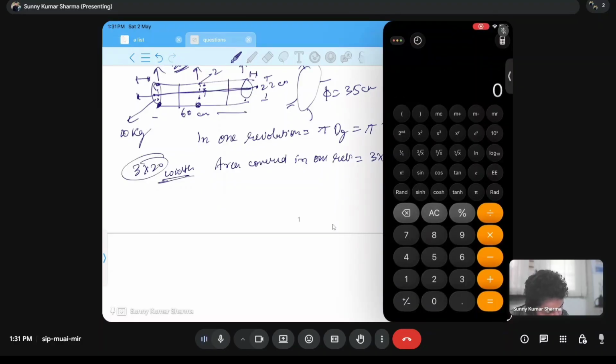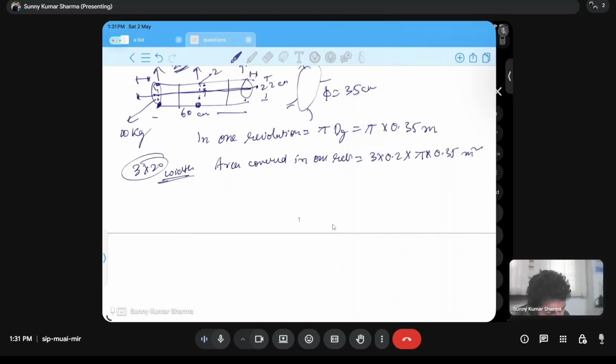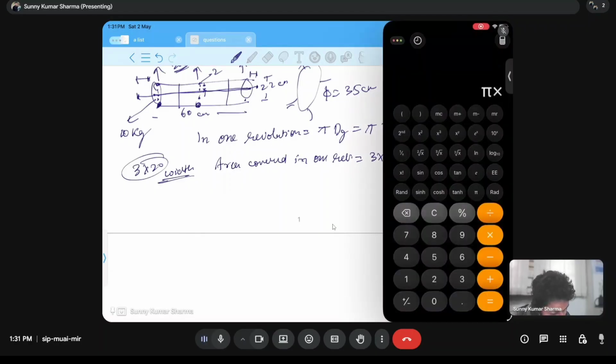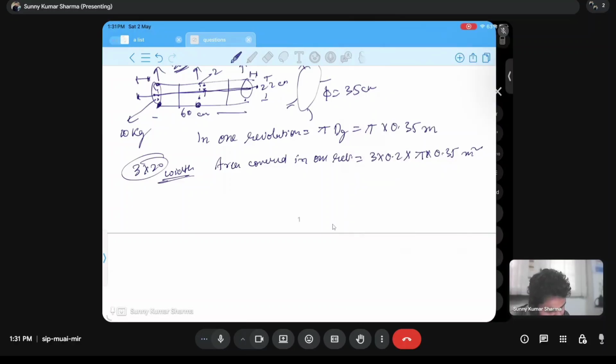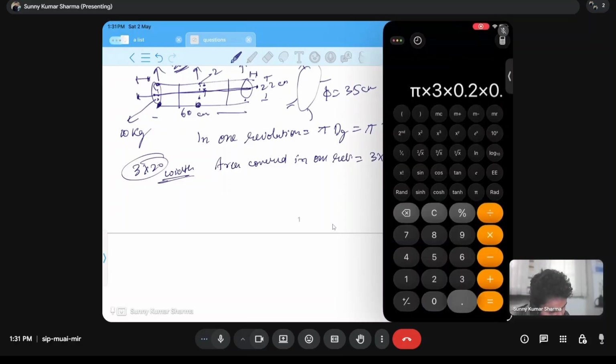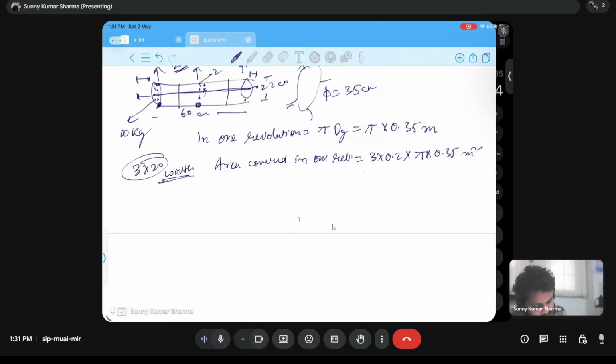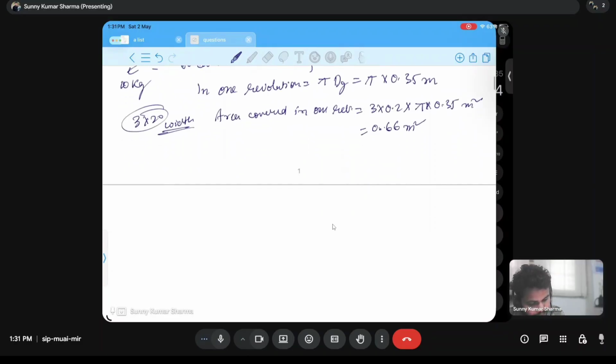So it will become pi into 3 into 0.2 into 0.35, which is 0.659, or about 0.66 meter square. So in this area, how much seed is being dropped? That we need to find out next.